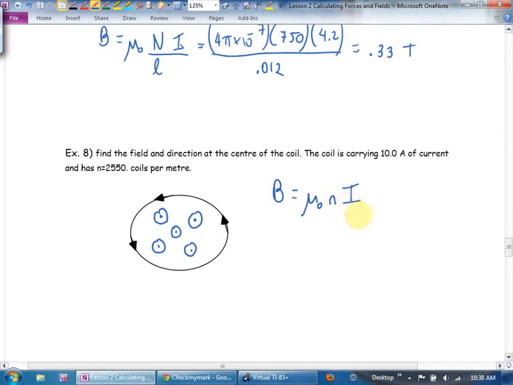The magnetic field is going to be 4 pi times 10 to the negative 7, the permeability of free space. Little n is 2,550 coils per meter. Times 10. How strong a magnetic field will be generated inside this solenoid pointing out of the page towards us?